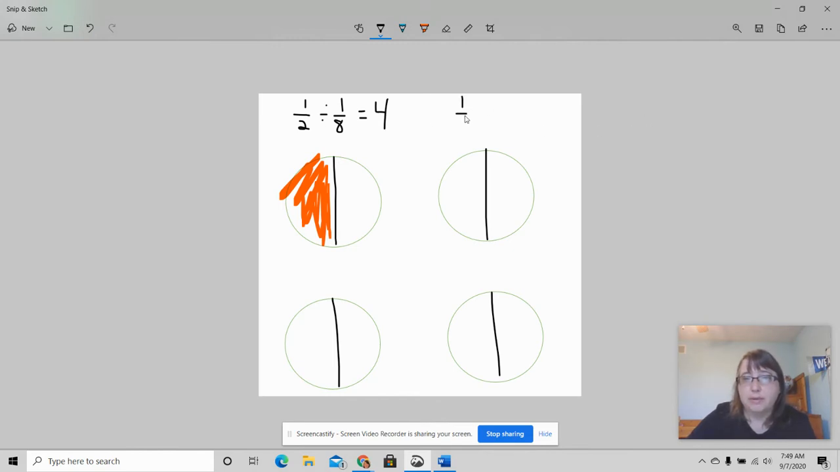Our algorithm that we've learned is to flip the second number and then multiply straight across. 1 times 8 is 8. 2 times 1 is 2. 8 divided by 2 is 4. So now we can see the picture of what we had to do. We're like, okay, it's 1/8 of something, so I need to make 8 of them. That's why I need to multiply by 8.